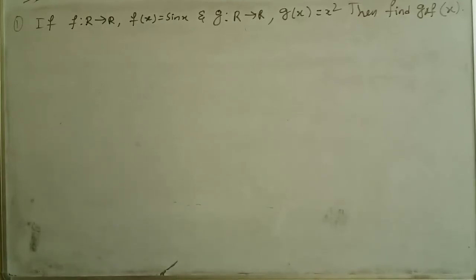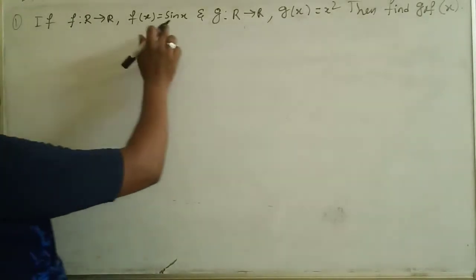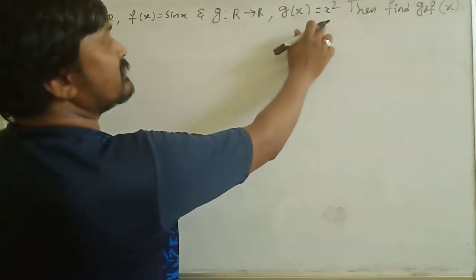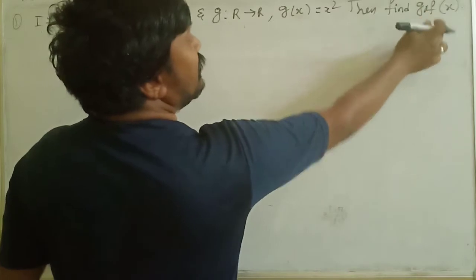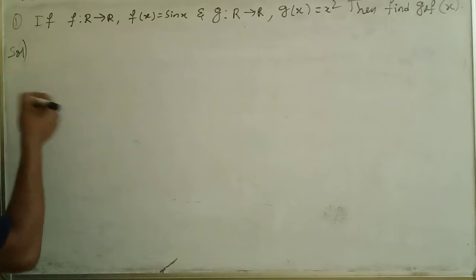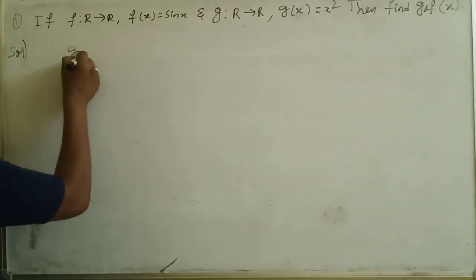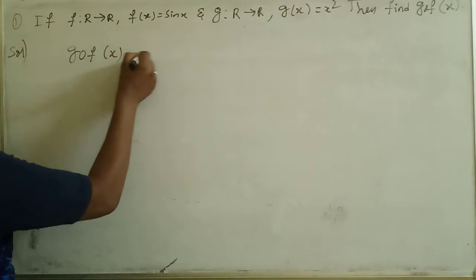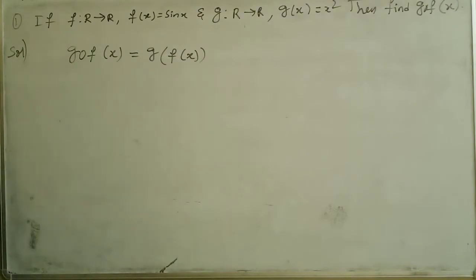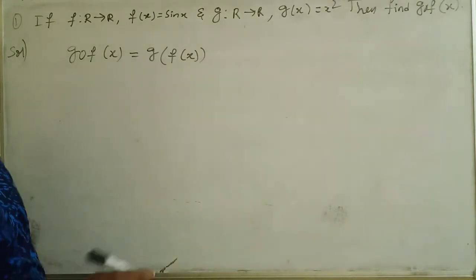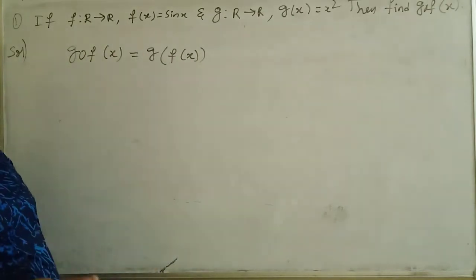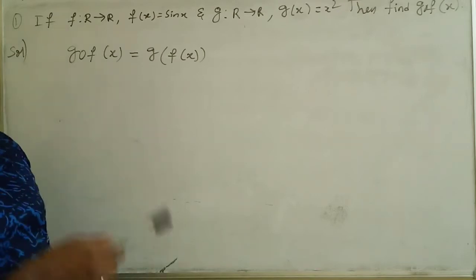All right, let's start some important questions. This is our 1 mark question. If f maps R to R, f of x is equal to sin x, and g maps R to R, g of x is equal to x square, then find g circle f of x. It is very simple. Before going to that, you have to check whether it is 1 to 1 or onto. Here g is R to R and f also R to R, so obviously it is 1 to 1 and onto. Because of that, g circle f is possible.